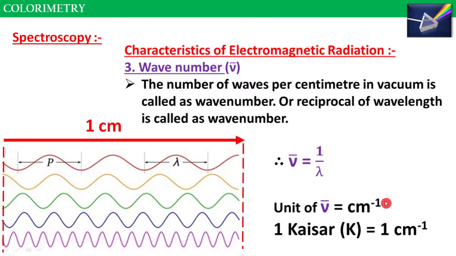The unit of wave number is centimeter inverse, or generally wave number is expressed in centimeter inverse or Kaisar unit. Kaisar symbol is capital K. So 1 Kaisar unit is equal to 1 centimeter inverse.